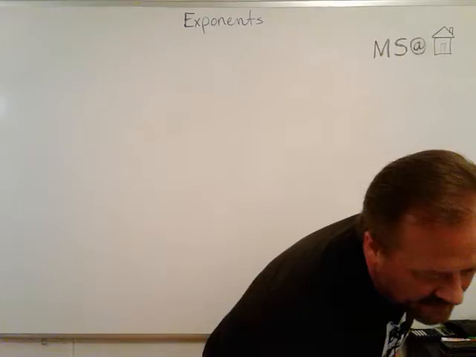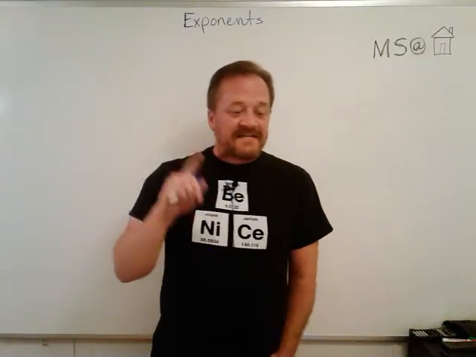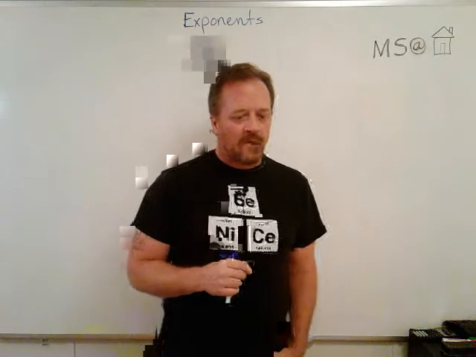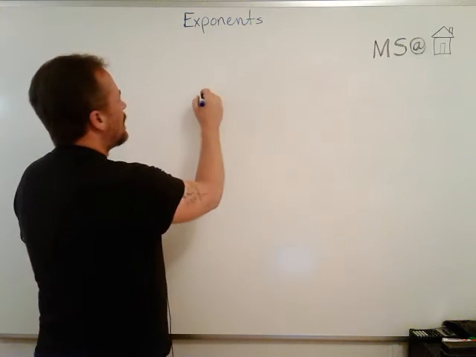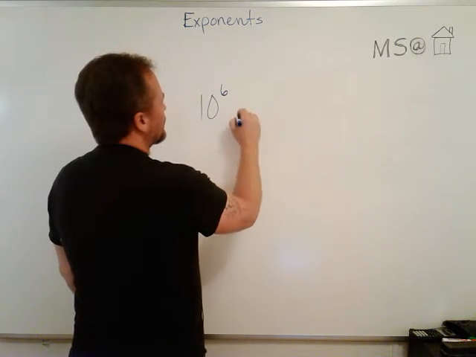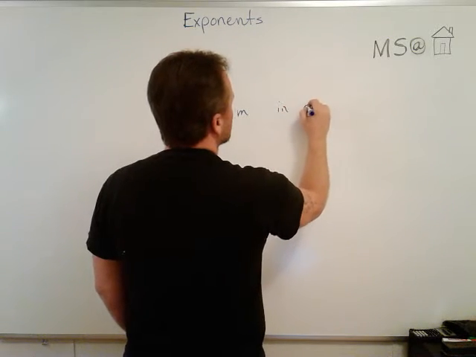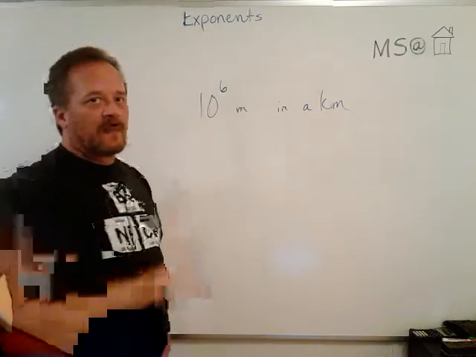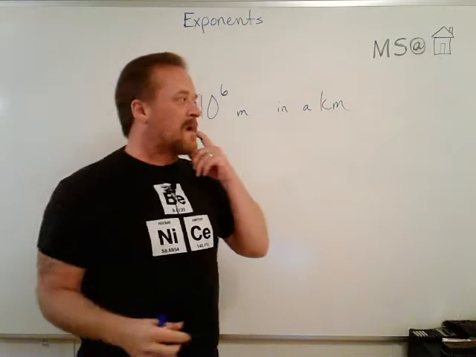I'm going to scroll down a bit so I can see all 3 of them. There we go. The first one says there are 10 to the 6th millimeters in a kilometer. Write the number of millimeters in a kilometer. Okay. I know that there are 10 to the 6th millimeters in a kilometer. How many is that? What's that number? Well, let's first write it in expanded form, okay?